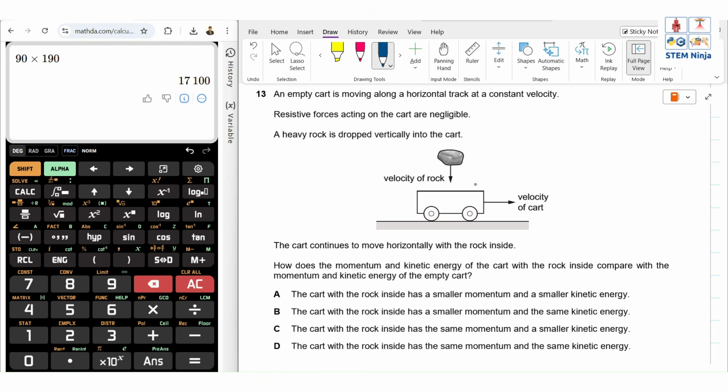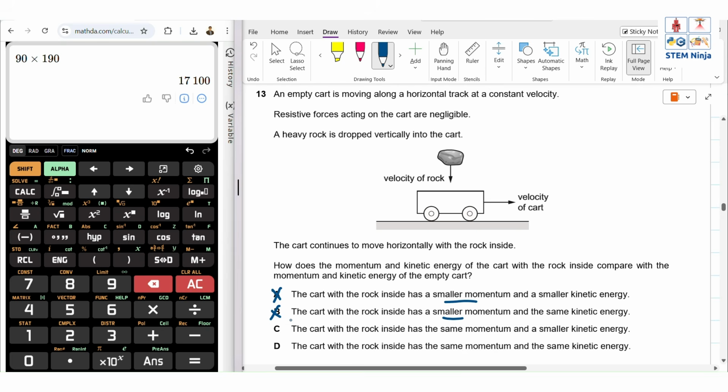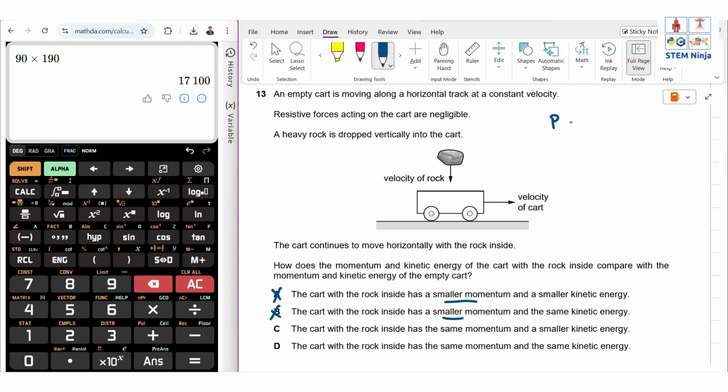So suddenly, the cart is going, and the mass is increased. So because of that, the momentum will be the same. So as you can see, smaller momentum, A and B, we can eliminate them. Now, the question about the kinetic energy. So momentum before is equal to momentum after, which would mean that the square of the momentum will also be the same. Correct?